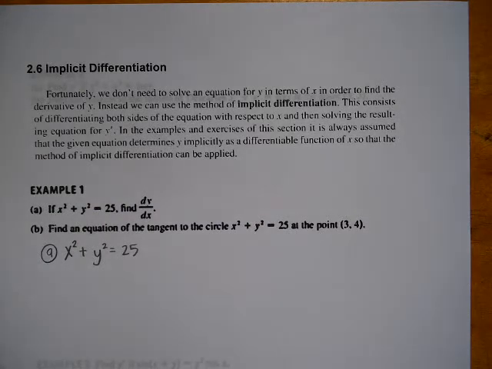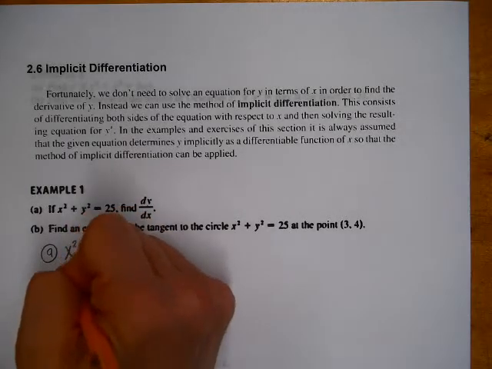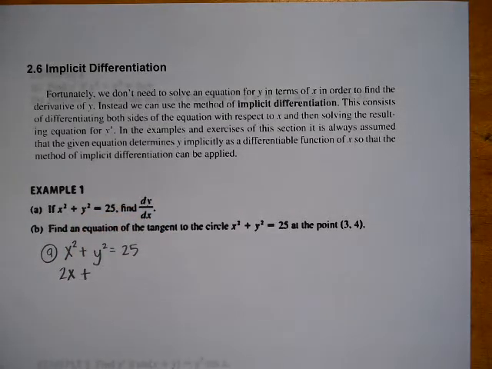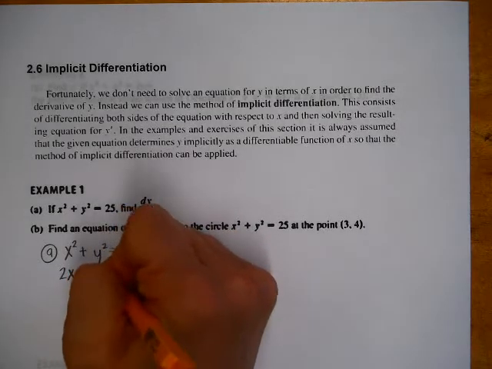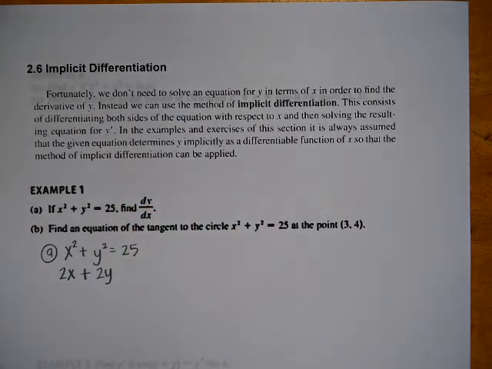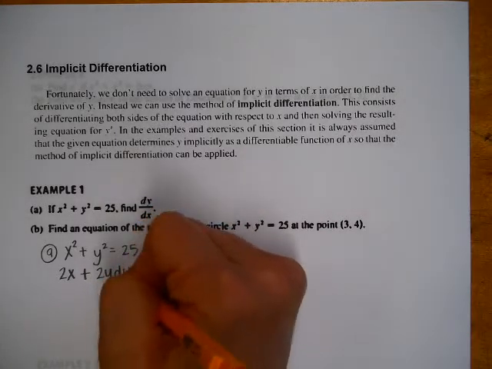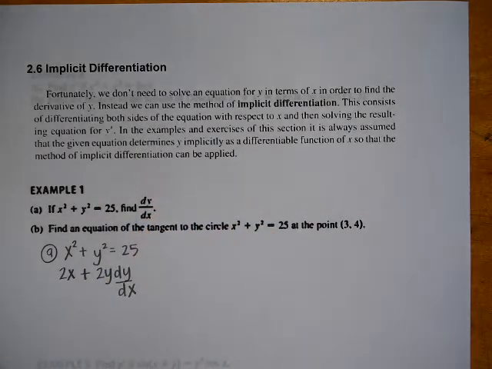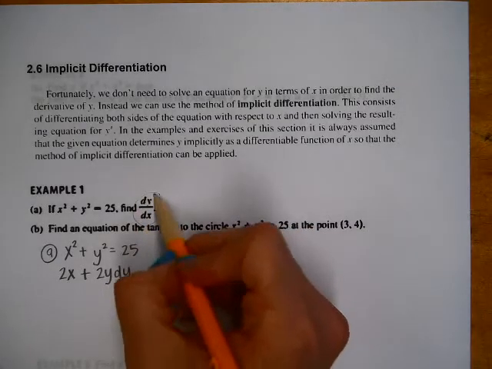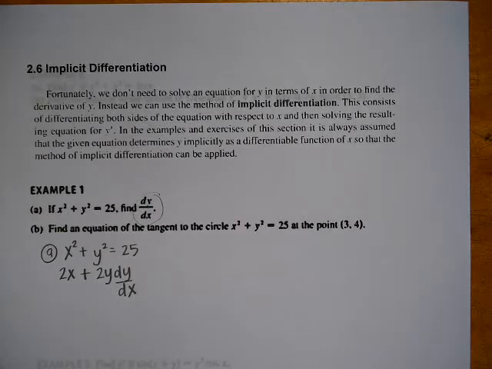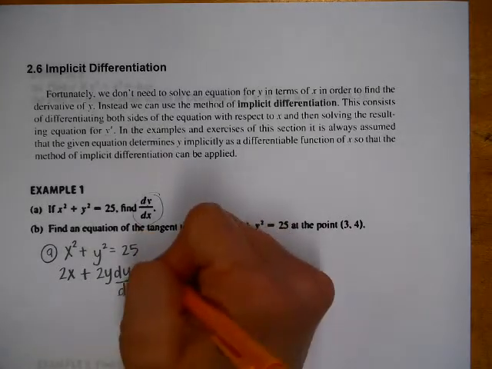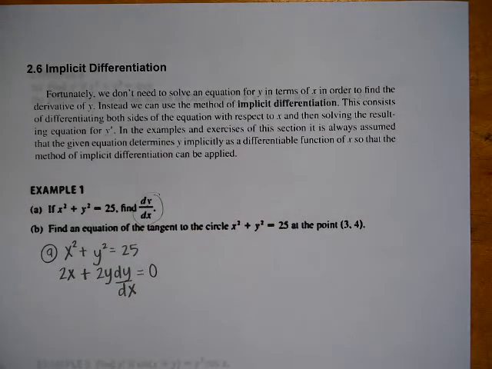The derivative of x squared is going to be 2x. The derivative of y squared is going to be 2y, but remember, if we take the derivative of anything with a y, then we are going to add dy over dx or y prime. It doesn't matter. The only reason I'm doing dy over dx is because that's what they told us to find in the original. If I take the derivative of 25, that's going to be 0. The derivative of a constant is 0. So we've taken the derivative.